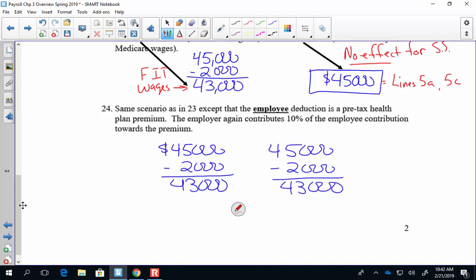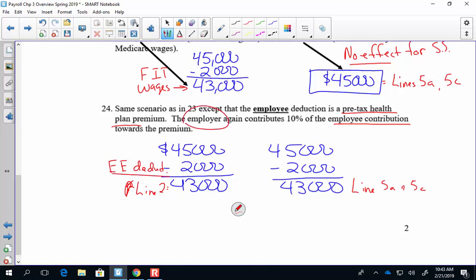I did change it, though, for a different deduction type. And in problem 24 here, it's health related, health premium. So if an employee contribution is deducted from the employee's paycheck, that's reduced for both FIT purposes, this is line 2, and for Medicare and Social Security, which is 5A and 5C, that would be deducted. Again, it's an employee deduction that we're looking at here. This $2,000 employee deduction or pre-tax deduction.